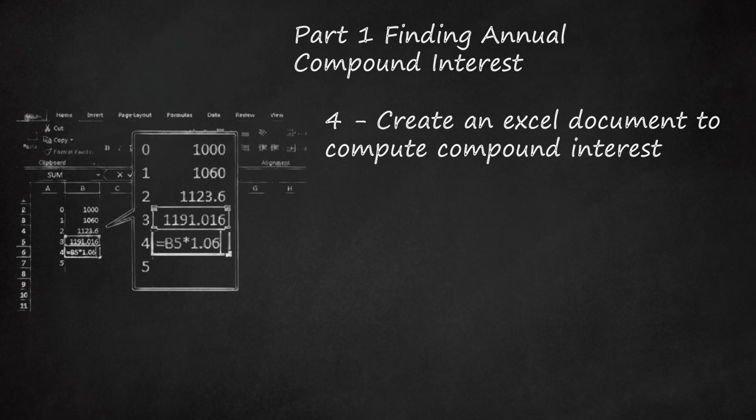For example, imagine you started with $1,000. Input $1,000. In cell B3, type equals B2 asterisk 1.06 and press enter. This means that your interest is being compounded annually at 6%, 0.06. Click on the lower right corner of cell B3 and drag the formula down to cell B7. The numbers will fill in appropriately.